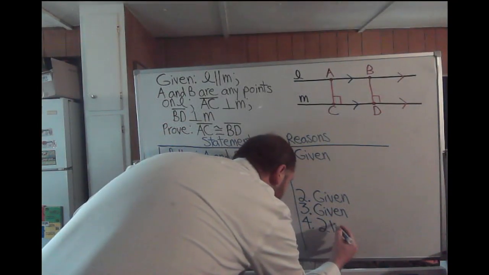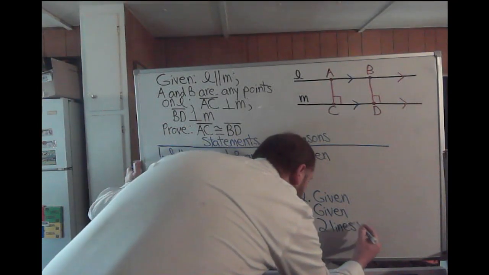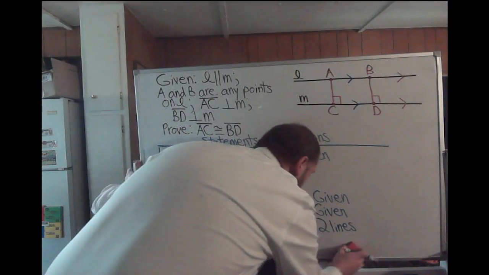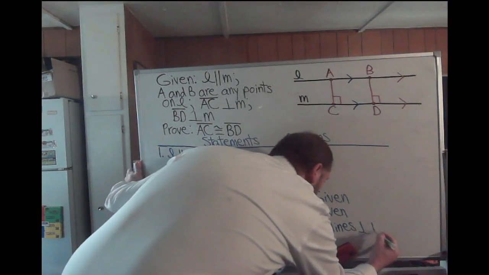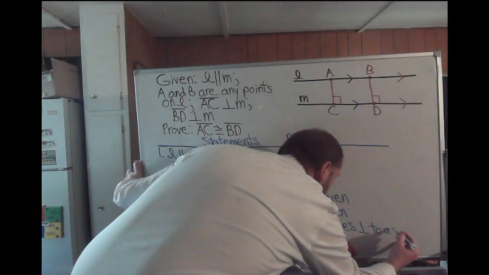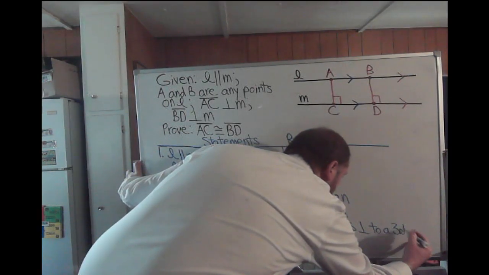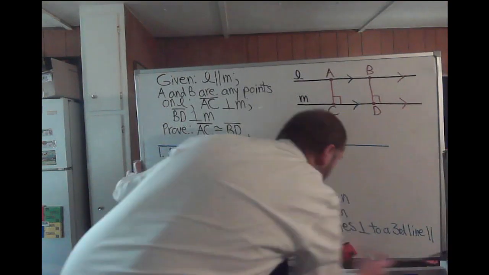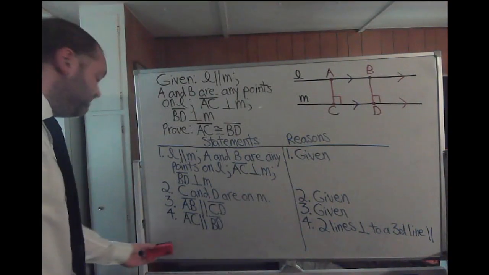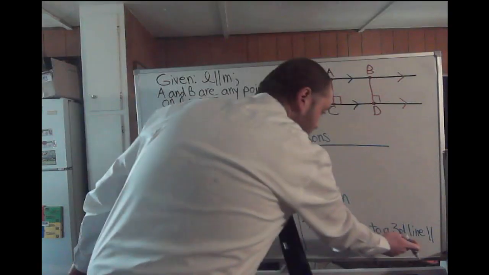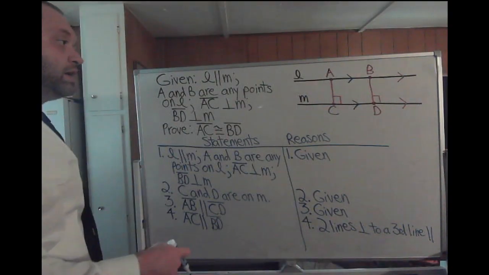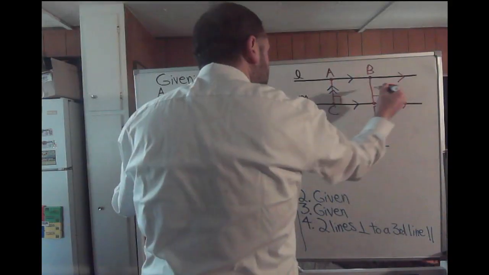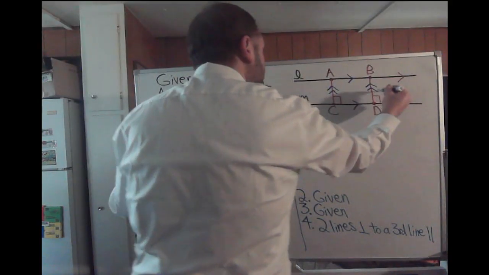Two lines perpendicular to a third line are parallel. That would be the reasoning for step 4. Two lines perpendicular to a third line are parallel. So now we can actually place parallel markers on AC and BD.